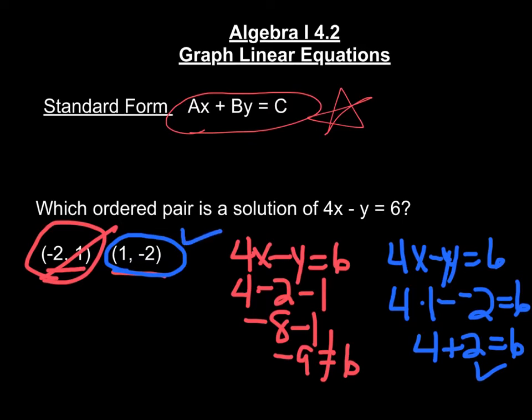So if you have an ordered pair and it wants to know if it's a solution, all you have to do is substitute the x value in for the x and the y value in for the y to see if it makes a true statement.